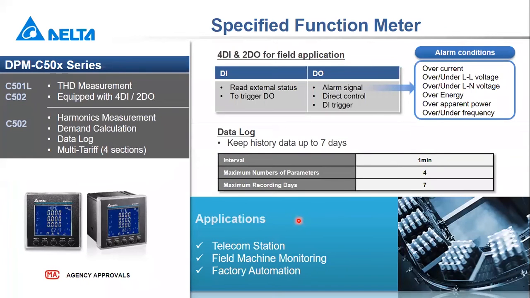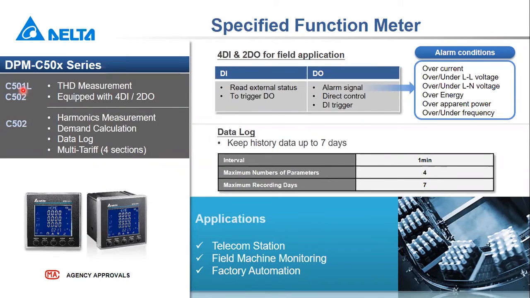Okay, next one is C50X. X means we have the C501L and C502, these 2 models. I can see the first one is a very, very competitive product. And we have 2 types.